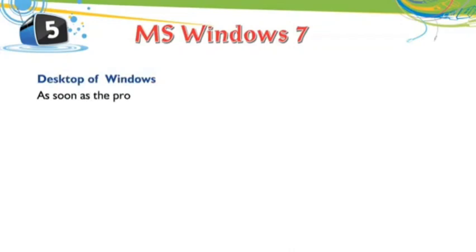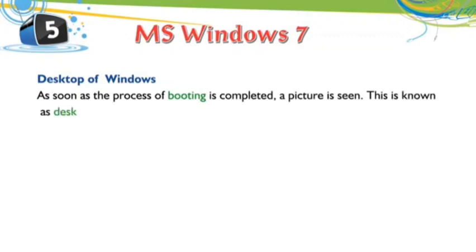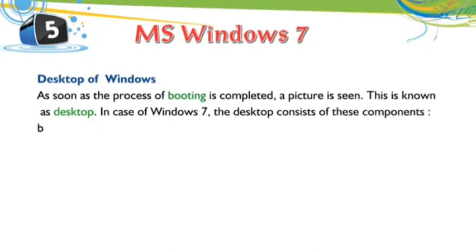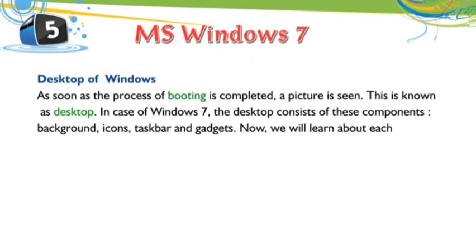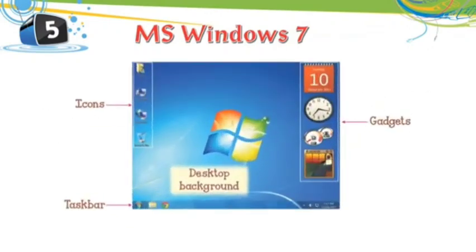Desktop of Windows. As soon as the process of booting is completed, a picture is seen. This is known as the desktop. In case of Windows 7, the desktop consists of these components: desktop background, icons, taskbar, and gadgets. Now we will learn about each component in detail. Icons, gadgets, taskbar.